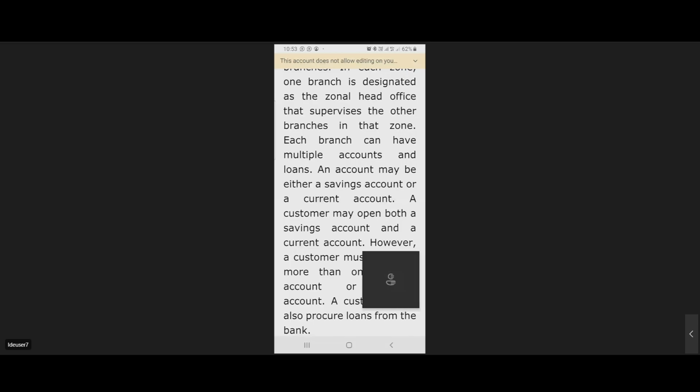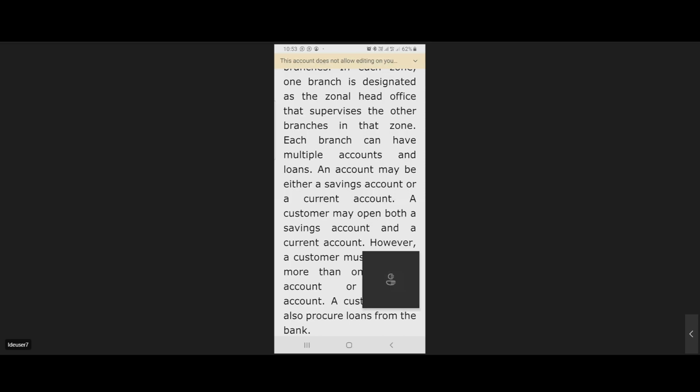Each branch can have multiple accounts and loans. An account may be either a savings account or a current account. The customer may open both a savings account and a current account. The customer must not have more than one savings account or current account. The customer may also procure loans from the bank.